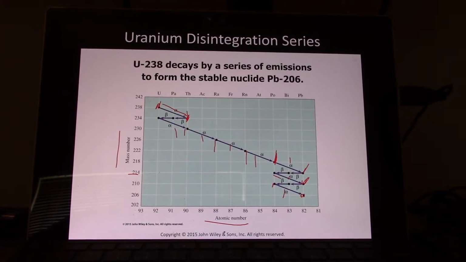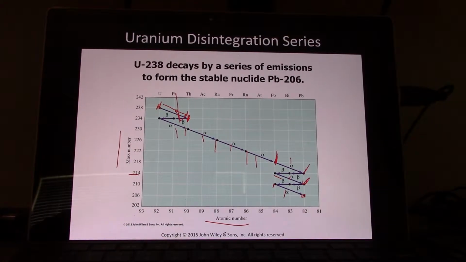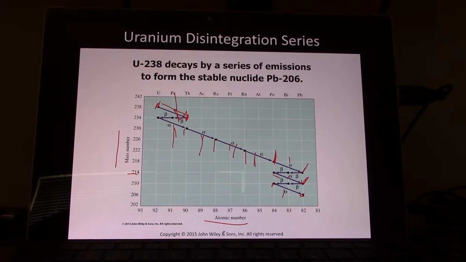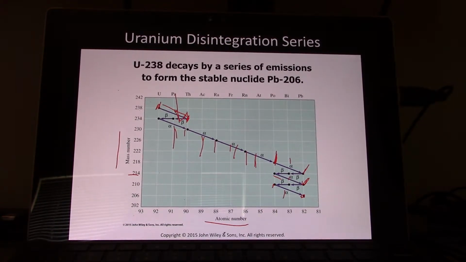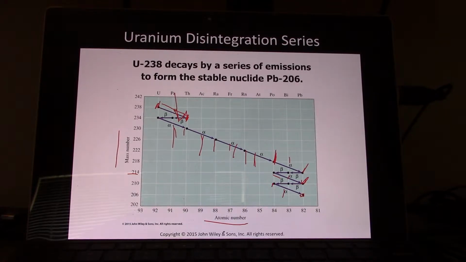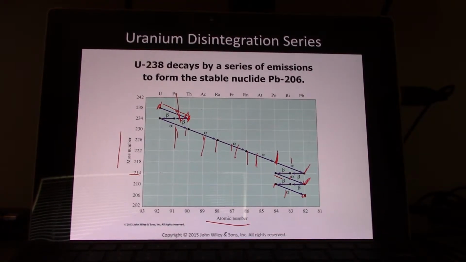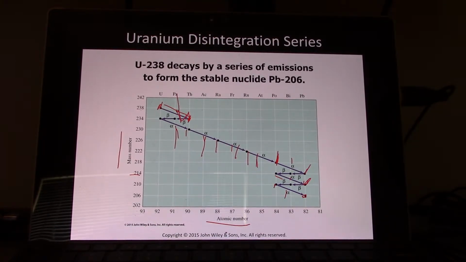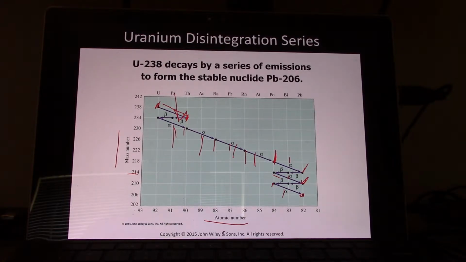So if we follow this path, we lose 1, 2, 3, 4, 5, 6, 7, 8. You lose 8 alpha particles, and there were 6 beta decays. And so in the end, 1 atom of uranium ends up being 1 atom of lead-206, and also there are 8 atoms of helium. So 1 atom of uranium will end up becoming 1 atom of lead and 8 atoms of helium. And that is why you look for helium in the ground. It is a byproduct of alpha radiation, and it builds up in areas that had a lot of uranium-238.